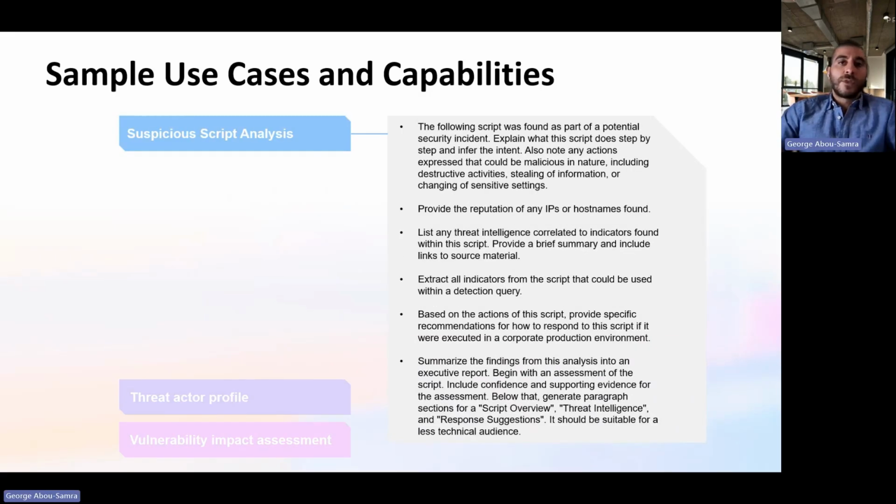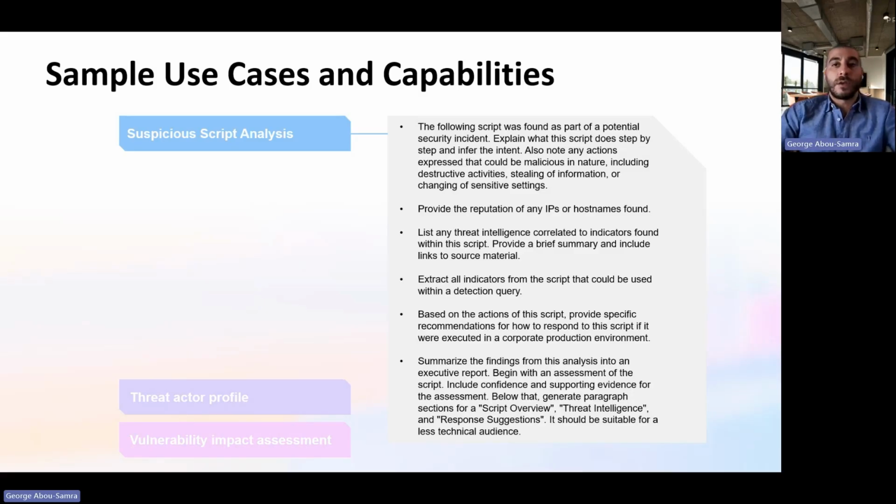Another use case could be to review a suspicious script. So maybe it was a macro that was embedded in one of the files that was shared with the user. Maybe it was a script that was detected by Defender for Endpoint that was running on an endpoint. You want to make sense of it. All you have to do is just ask Copilot for Security to analyze the script and give you information about it. So you can ask it, explain if the script is stealing information, stealing credentials, performing destructive activities.